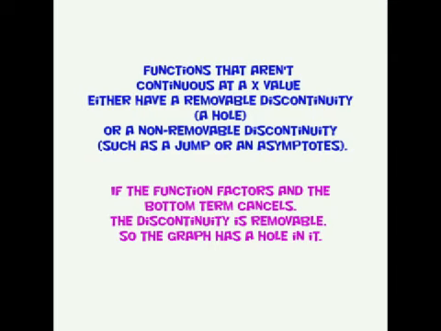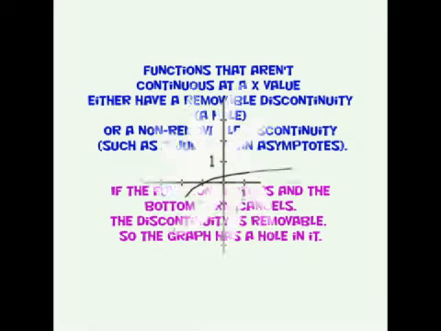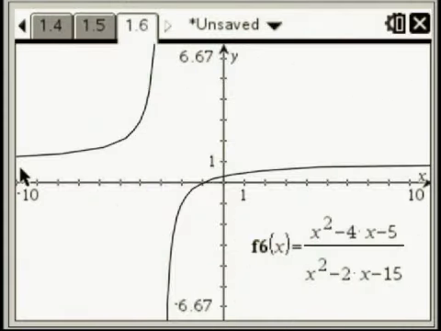So the last thing we have to discuss is these functions that aren't continuous at an x value. They either have a removable discontinuity, a hole, or a non-removable discontinuity, such as a jump or an asymptote. If the function factors and the bottom term cancels, the discontinuity is removable, so the graph has a hole in it. Let's take a look at an example.